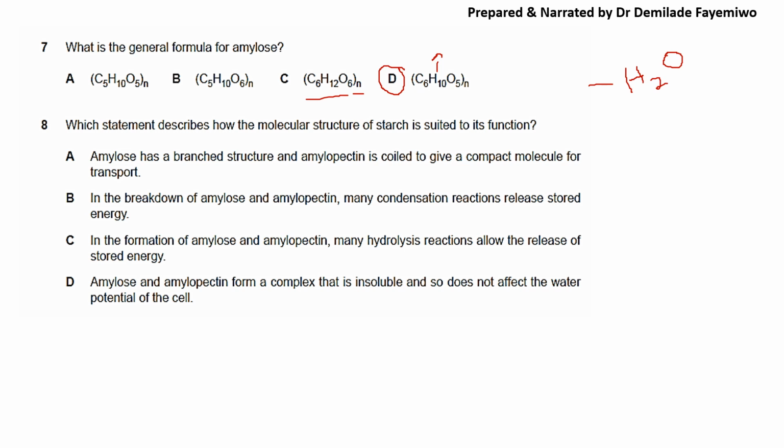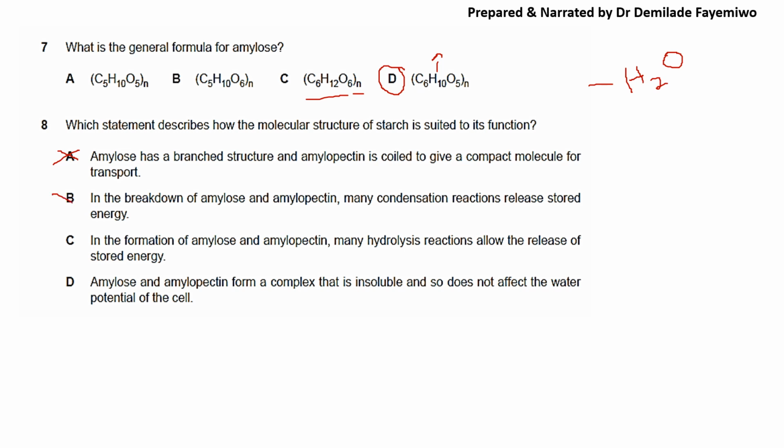Let's look at question 8. Question 8 says, which statement describes how the molecular structure of starch is suited to its function? Amylose has a branched structure and amylopectin is coiled to give a compact molecule for transport. That's wrong. Amylose is actually a straight chain and amylopectin is the one that has the branches, so that can't be correct. The second one says, in the breakdown of amylose and amylopectin, many condensation reactions release stored energy.